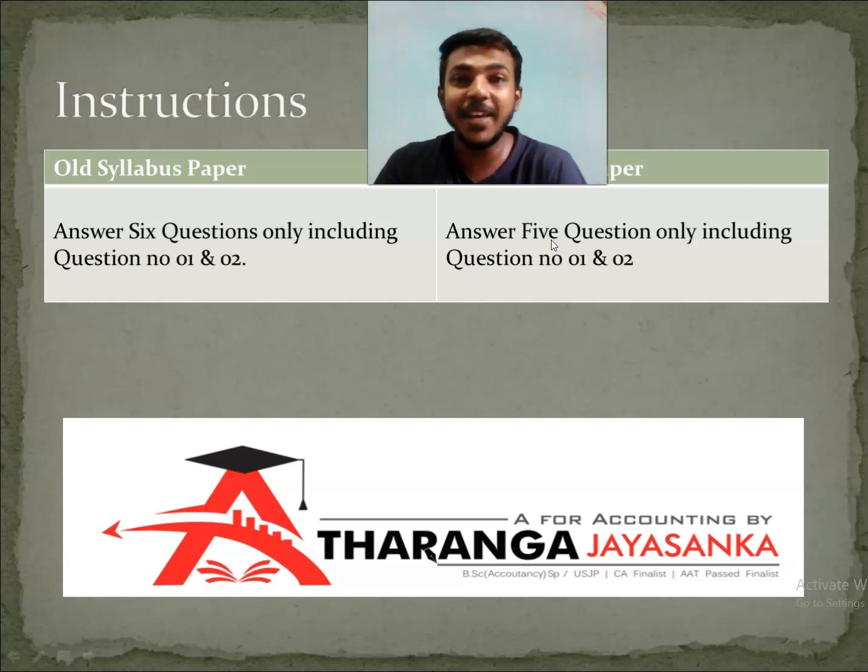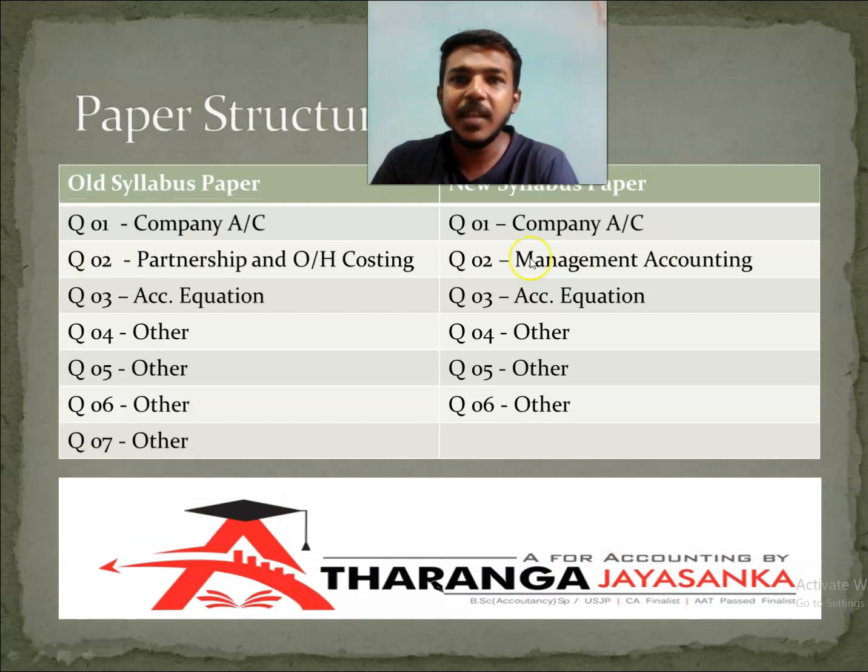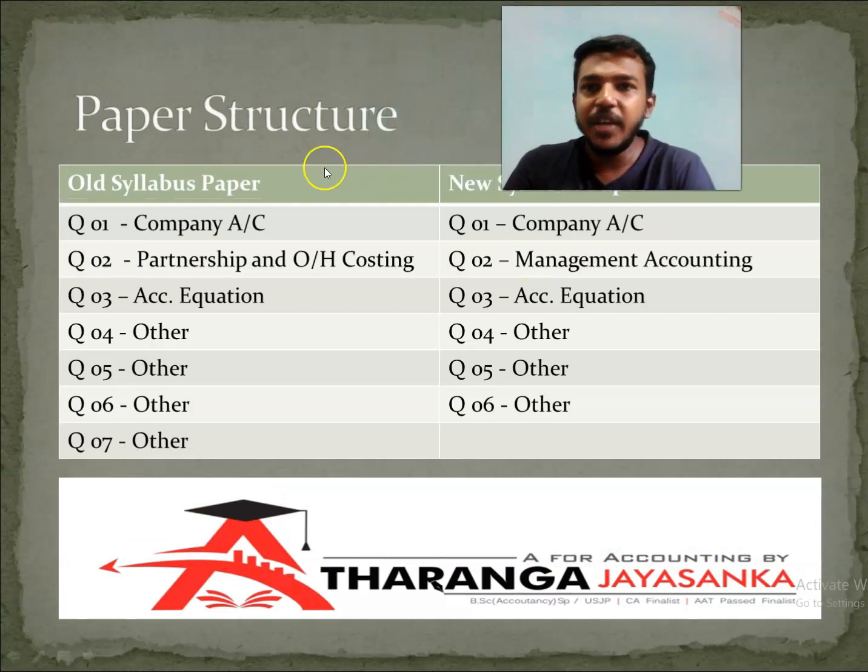You might be thinking, okay, this is very interesting. You can manage the time properly because you don't have to answer 6 questions. But I will tell you what happened once they decreased the number of questions to 5 for the second paper. If you refer to the paper structure, here comes the old syllabus paper. See how many questions there were? 7 questions in the old syllabus paper. Then you had to answer how many questions? You had to answer 6 questions.